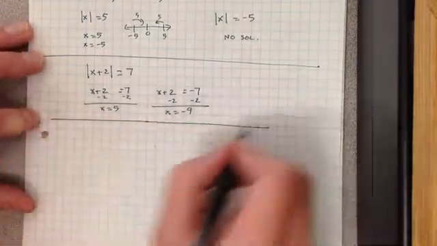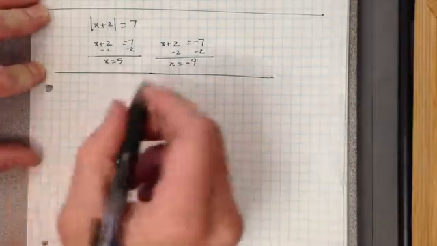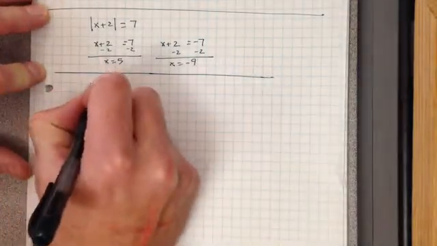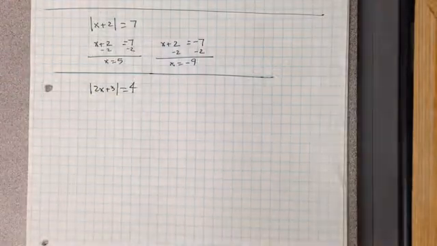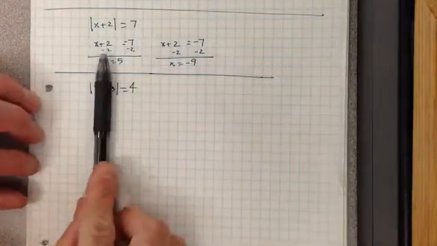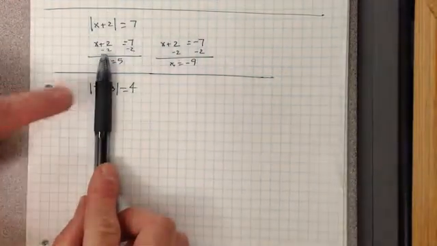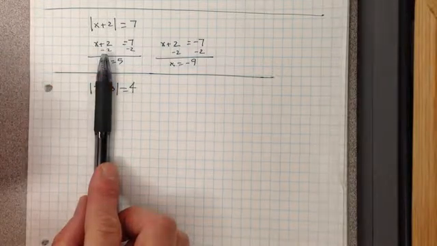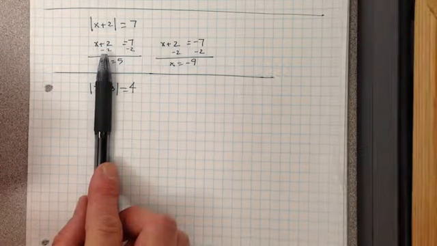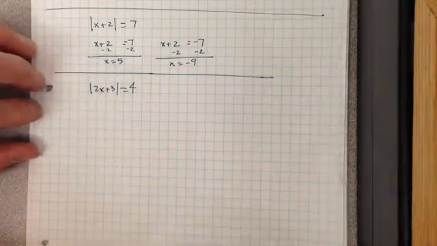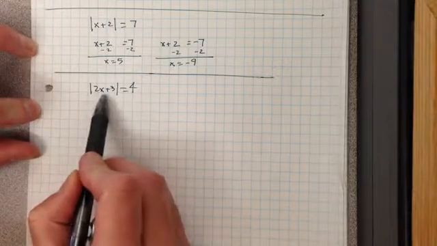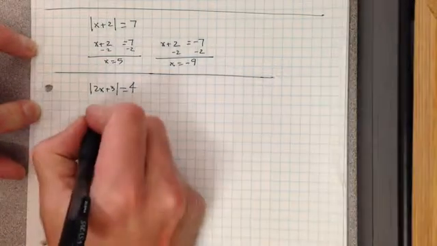Let's look at the absolute value of 2x plus 3 equals 4. Well, if I use my magic little pen trick, whatever is underneath my pen needs to be 4 spaces away from 0. So what is 4 spaces away from 0? 4 and also -4.